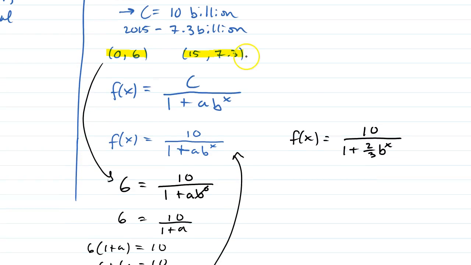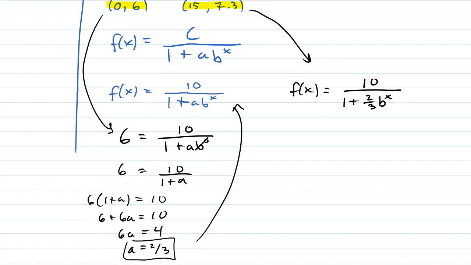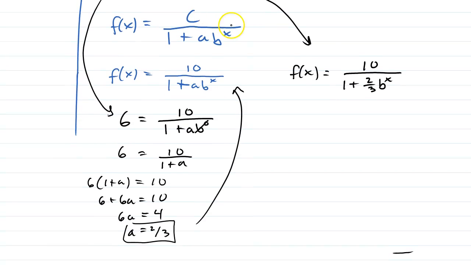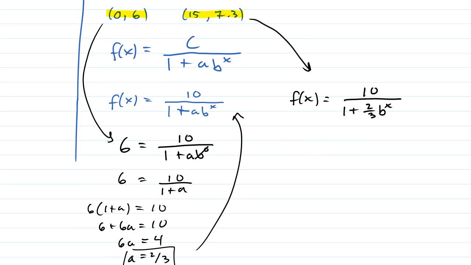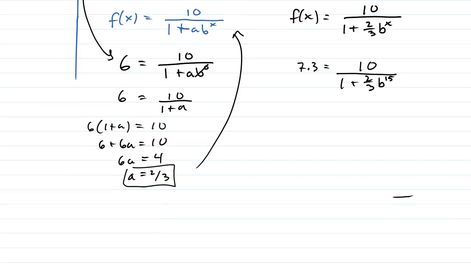That's where this second point comes in. So to recap, at this point we've already plugged in C. We plugged in our first point, got A. Now we plug in our second point and get B. So we're going to have 7.3 equals 10 all over 1 plus 2/3 b to the 15th power.